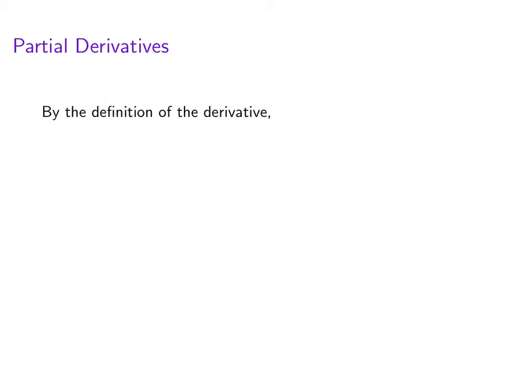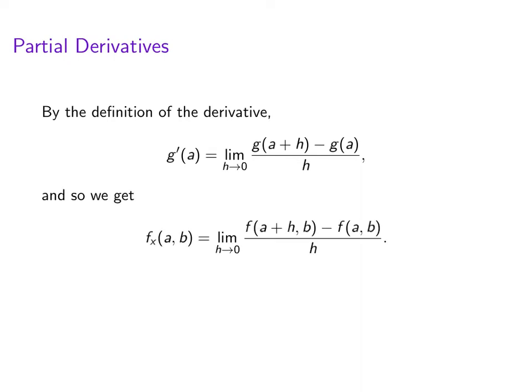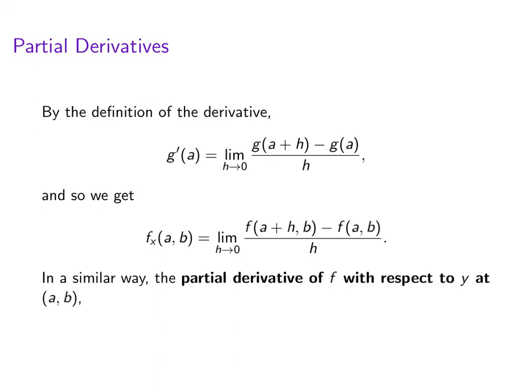Now if we use the definition of the derivative, we know that g prime of a is equal to the limit as h goes to 0 of g of a plus h minus g of a all over h. And from that, we get this expression: the partial derivative of f with respect to x at a, b is equal to the limit as h goes to 0 of f of a plus h, b minus f of a, b all over h.